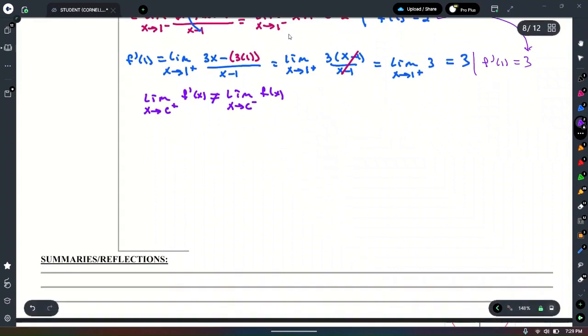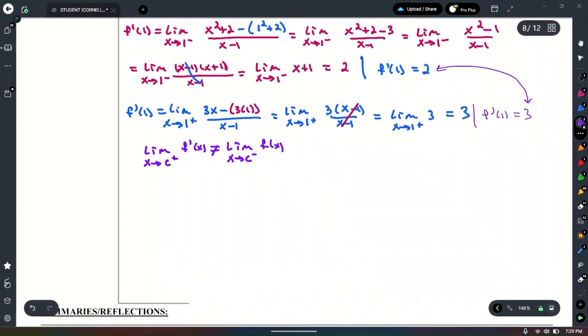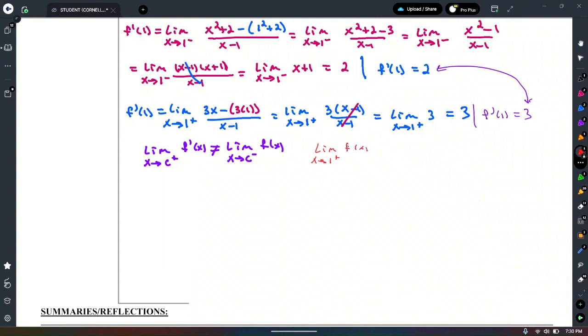We can put this whole thing in perspective here. When we write out our final answer, here's what we're going to end up with. The limit as x goes to 1 from the right of f prime of x is not equal to the limit as x goes to 1 from the left of f prime of x. Therefore, f prime of 1 does not exist, D and E.